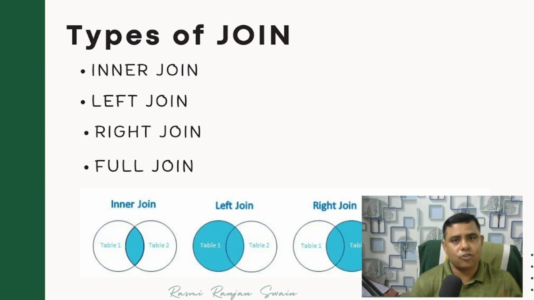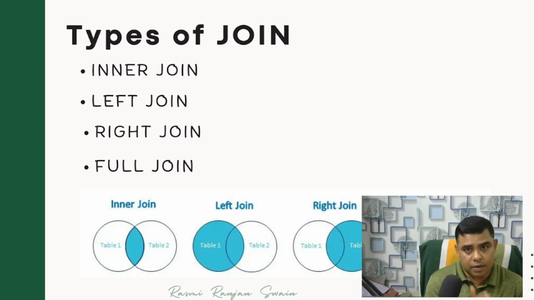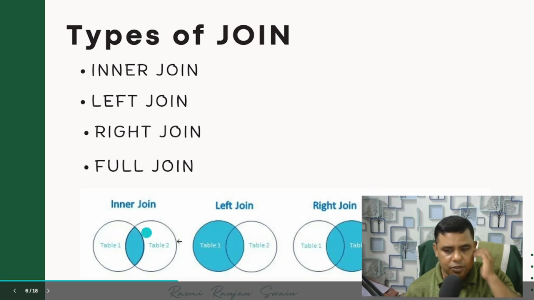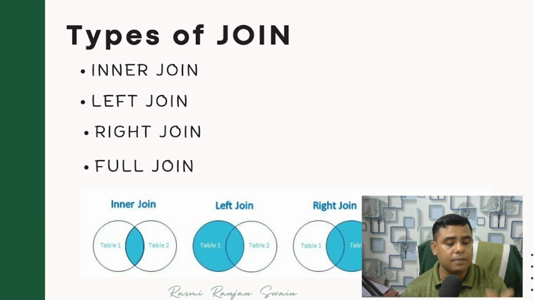So let's talk one by one. What happens in an inner join, what happens in the left join, right join, and the full join, and when you are going to use each one. In the last part you can check here, I have given some Venn diagrams. The diagram shown here is known as the Venn diagram.